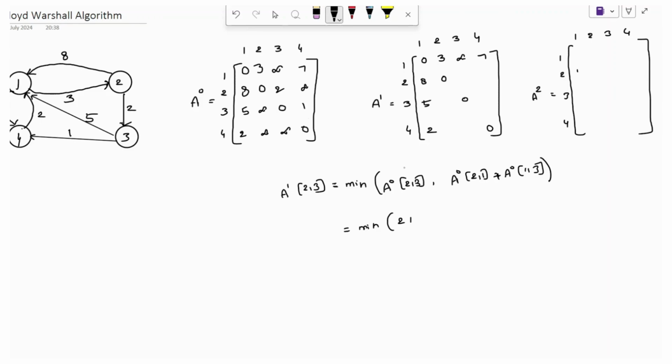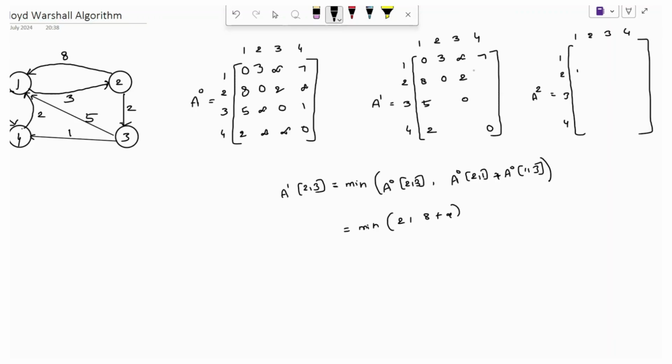And this one, A0 of 2, 1 is 8 plus A0 of 1, 3 is infinity, which is nothing but infinity. So minimum of 2, infinity will be anyways 2. So my A1 of 2, 3 is 2.